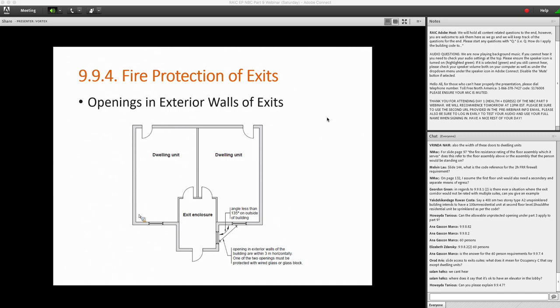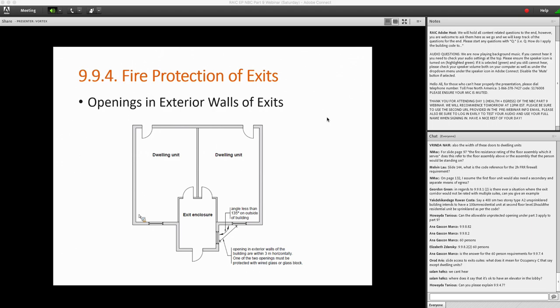So in that case, what you can do is provide what we call, for instance, an exit corridor, extending this exit corridor from the exit stair to the portion of the floor area where you can meet the 45-meter travel distance. So that exit corridor essentially becomes part of the exit enclosure. Okay.